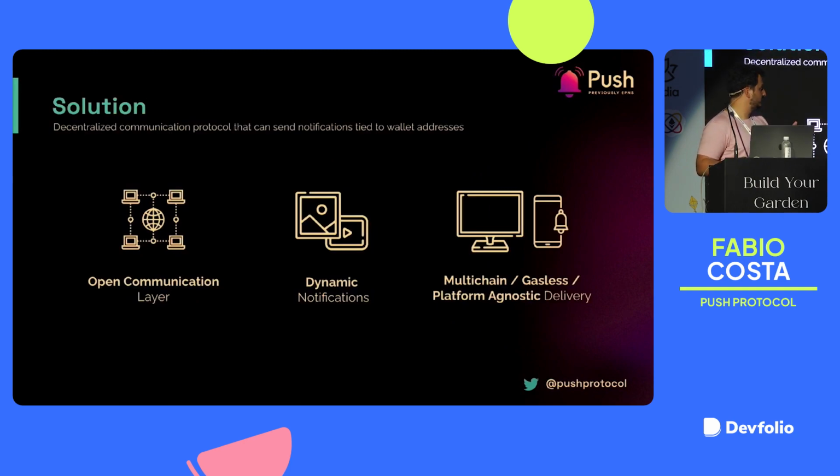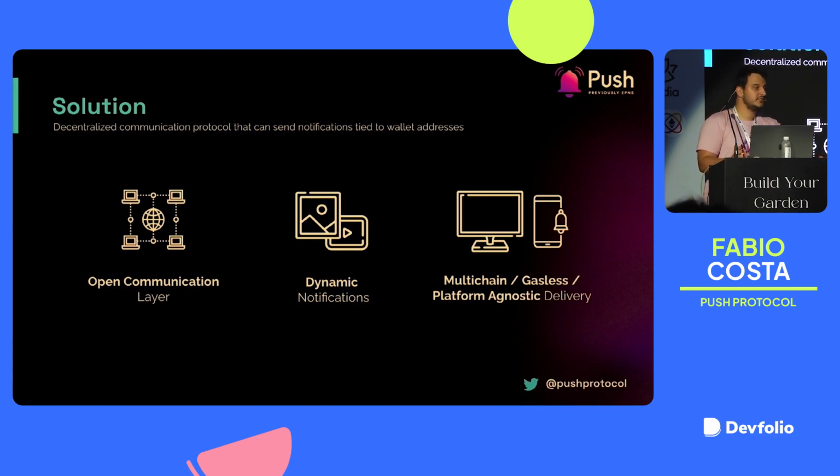So the solution that Push Protocol is building is an open communication layer. That means that anyone can simply tap into the network and fetch the notifications themselves. The notifications are dynamic, which means there are no restrictions on what you notify your users. You can notify a governance proposal, a live stream, a newsletter, you can pretty much notify anything. You can even customize how you notify the messages. There is no restriction whatsoever on what you notify your users.